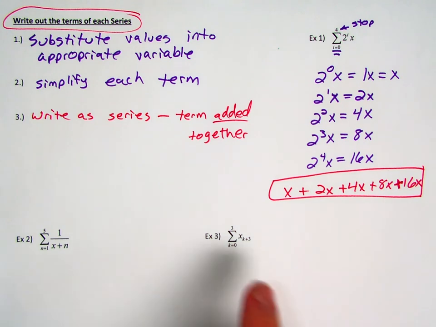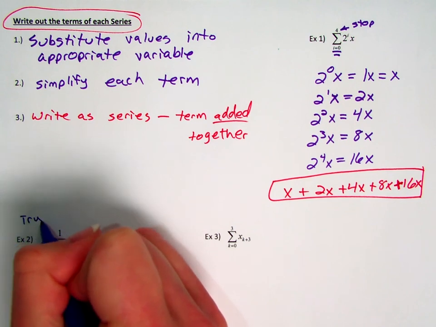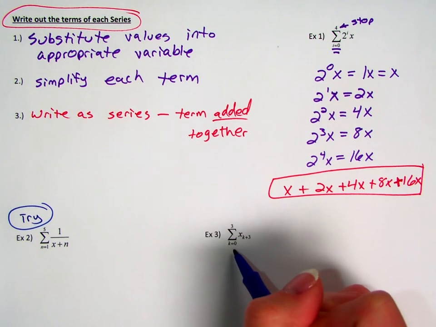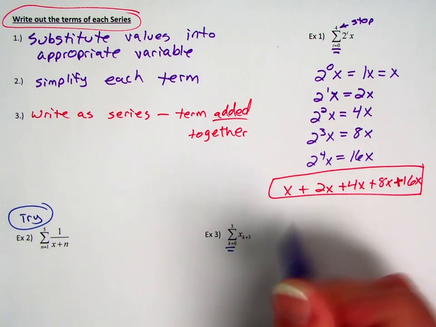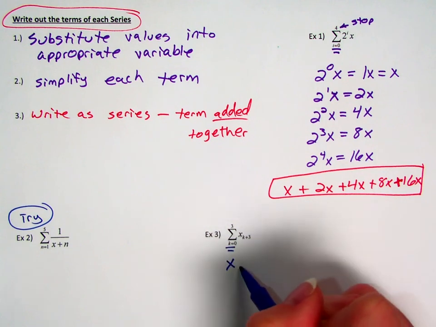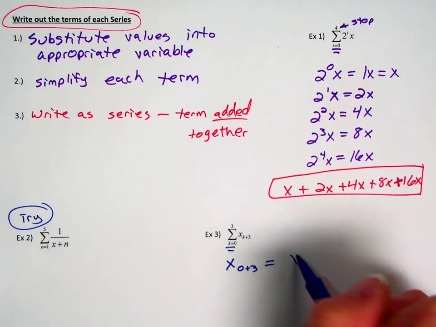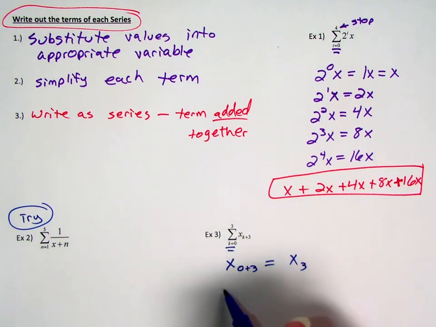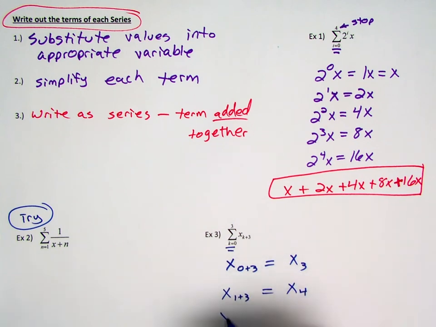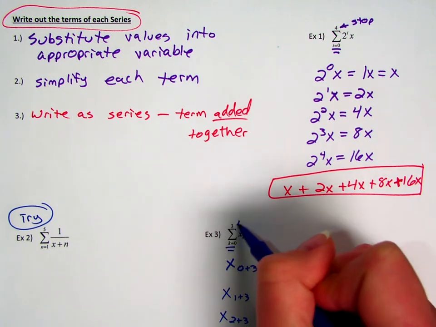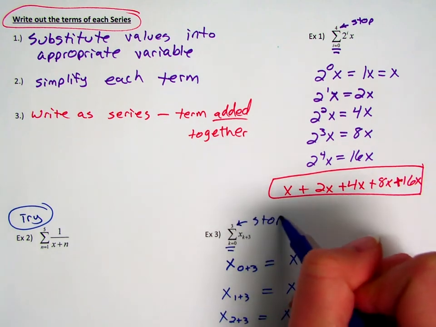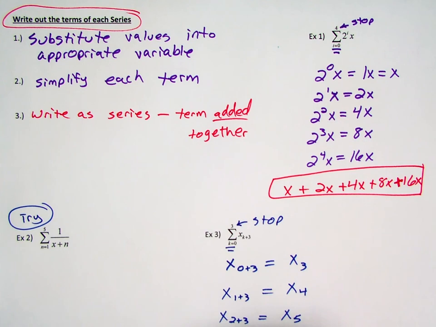All right, so let's do example 3 together, and then you'll do example 2 on your own. So this is from 0 to 3, but just for the k, right? So we have x, and then a subscript of 0 plus 3 would be x base 3. Next one we would try is 1 plus 3, which would give me x base 4. Then 2 plus 3 would give me x base 5. And now we stop at 3, right? So it'd be x 3 plus 3, which is x base 6.